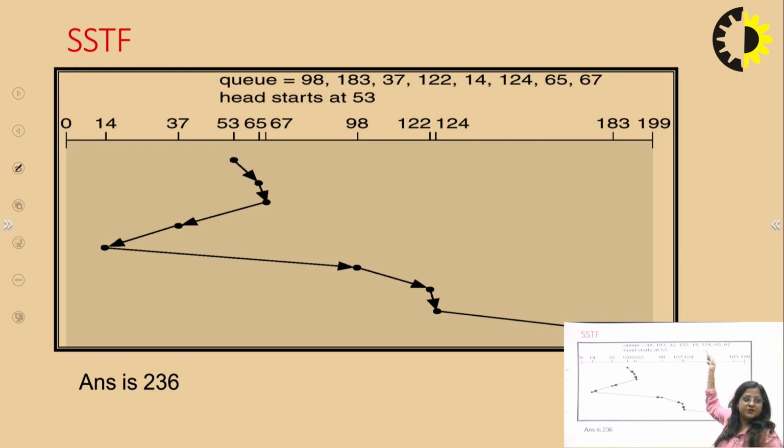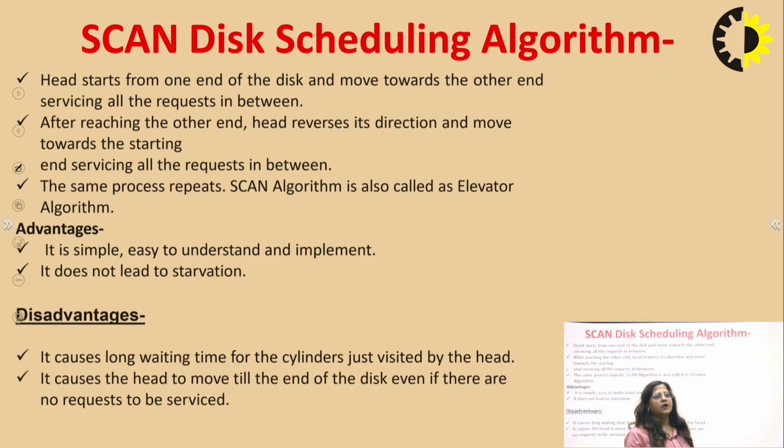The request string is given. The head start point is 53. Now this question is to be solved by yourself. This is your practice question. Okay. Now we come to the third algorithm. The third algorithm is the SCAN disk scheduling algorithm.